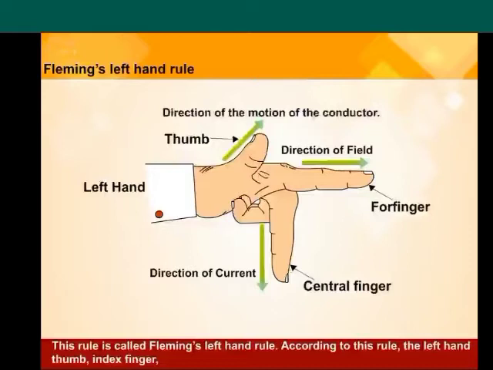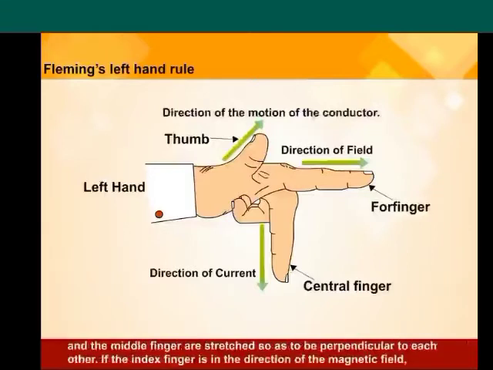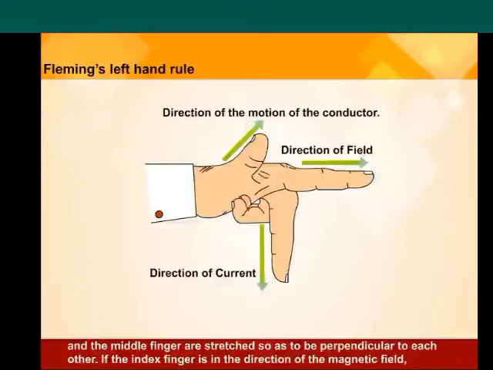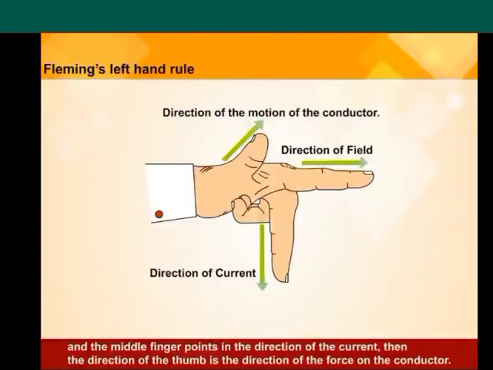According to this rule, the left-hand thumb, index finger and the middle finger are stretched so as to be perpendicular to each other. If the index finger is in the direction of the magnetic field, and the middle finger points in the direction of the current, then the direction of the thumb is the direction of the force on the conductor.